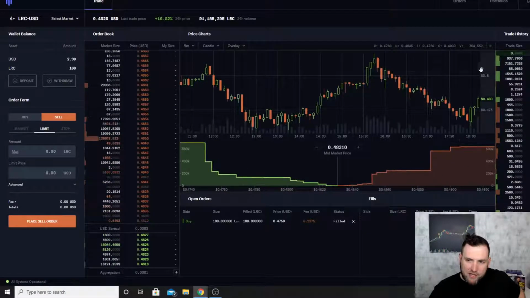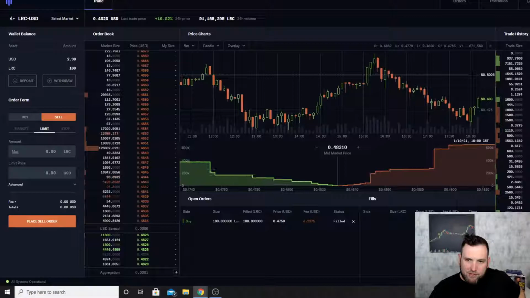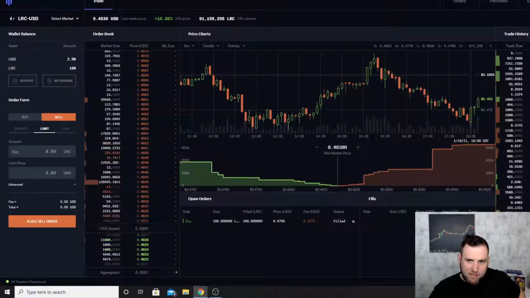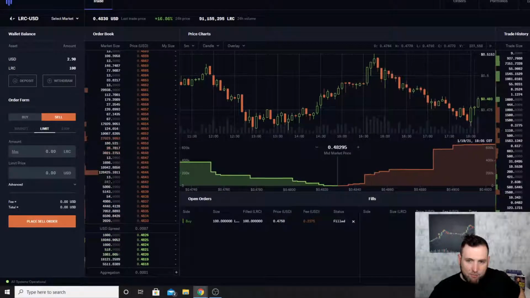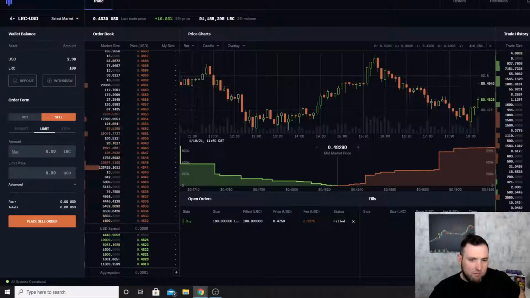I want to see if it can climb up to this 50-cent area. That's what we want to see. We want to see it climb up to 50 cents. And if it can break 50 cents, it might move some more.